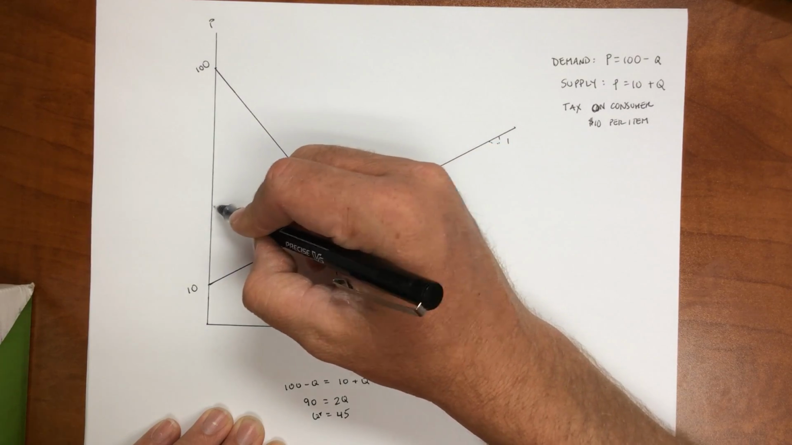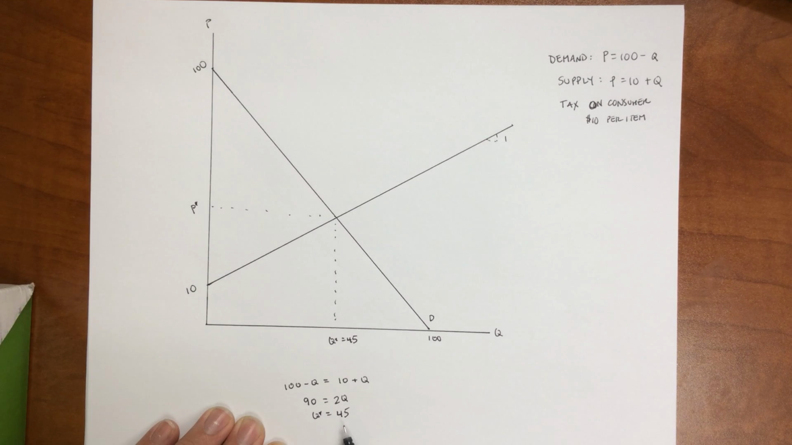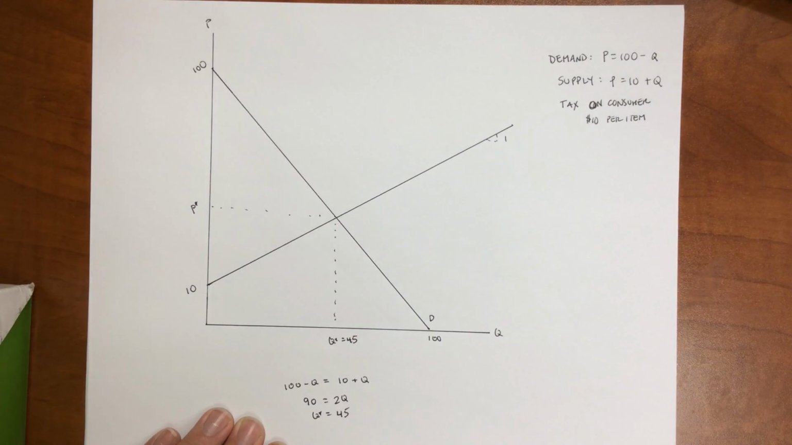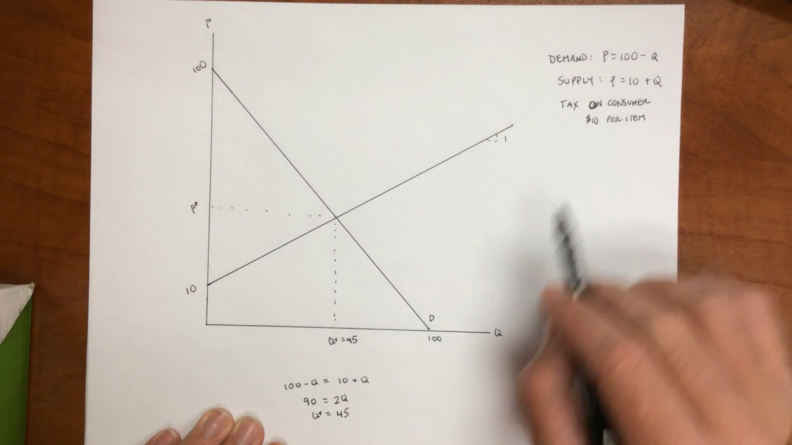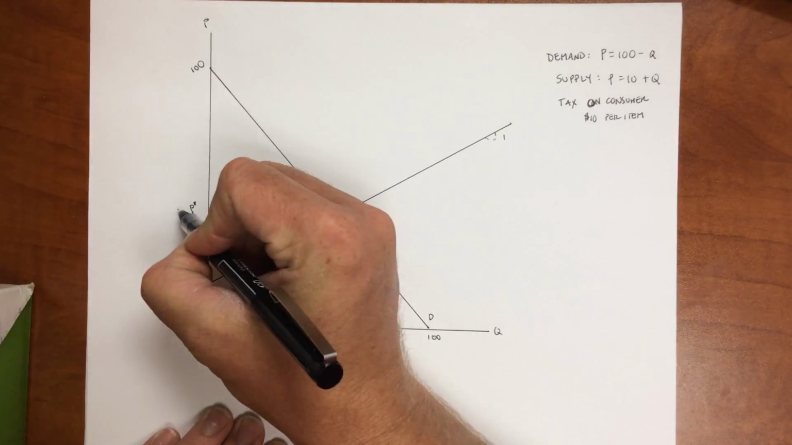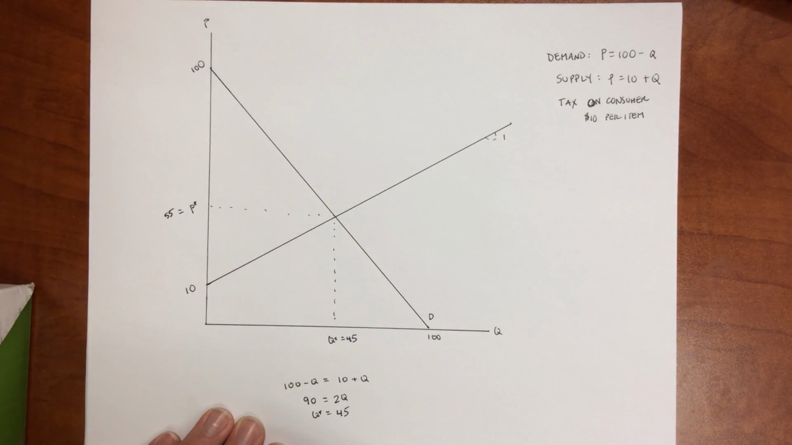To find the price, I just take that 45 and I plug it into either the demand or the supply. I'll get the exact same answer. So put it into the supply, 10 plus 45 is 55. Put in the demand, 100 minus 45 is 55. So the optimal price is 55.